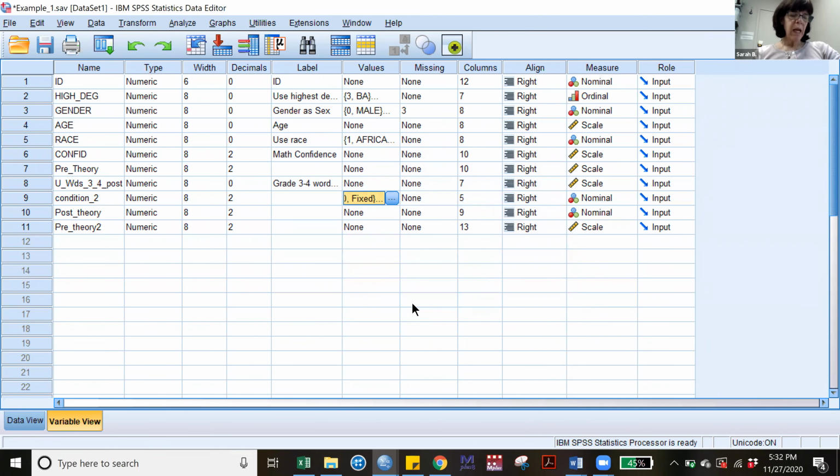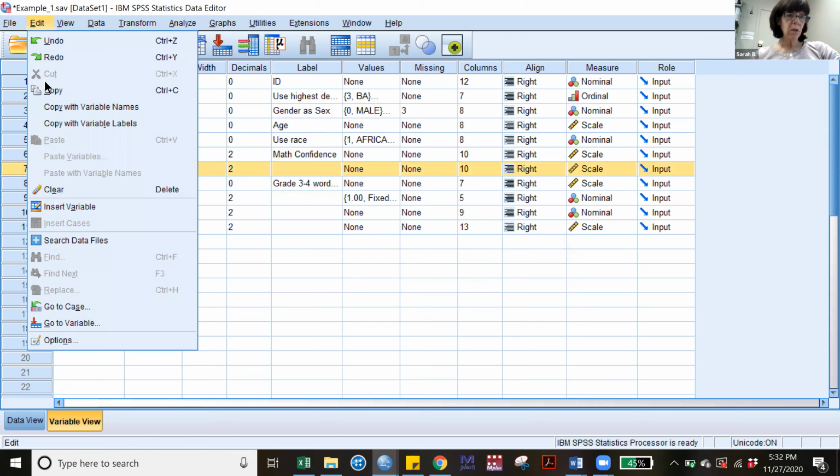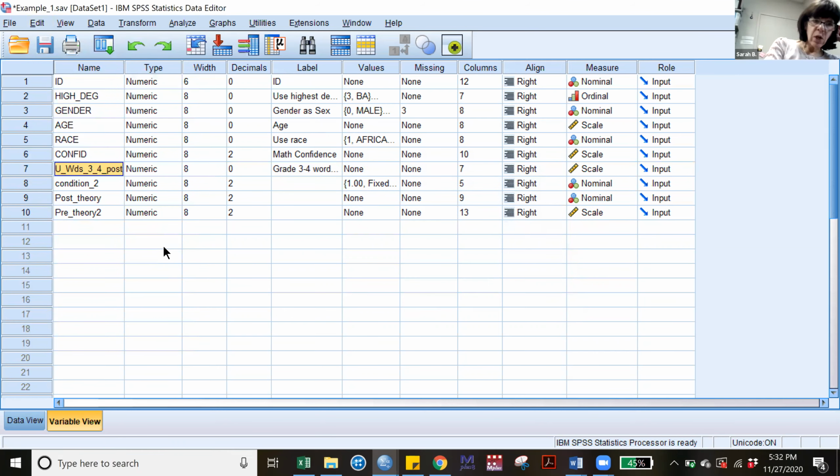So after the workshops, they were tested again on their theory of student ability. Excuse me, I'm going to get rid of one more of these. And they were also tested on a sample lesson that they administered and how many math words they used in a lesson on teaching 3rd to 4th grade students.